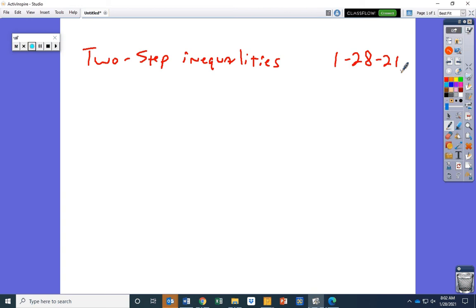In a box. Okay, we put stuff in a box, and then we got rid of whatever was outside of the box, right? So if we had a two-step inequality, let's say I had something like this: 8a minus 3 is less than 13. This is very, very similar to what we've done. There's just an added step, right?